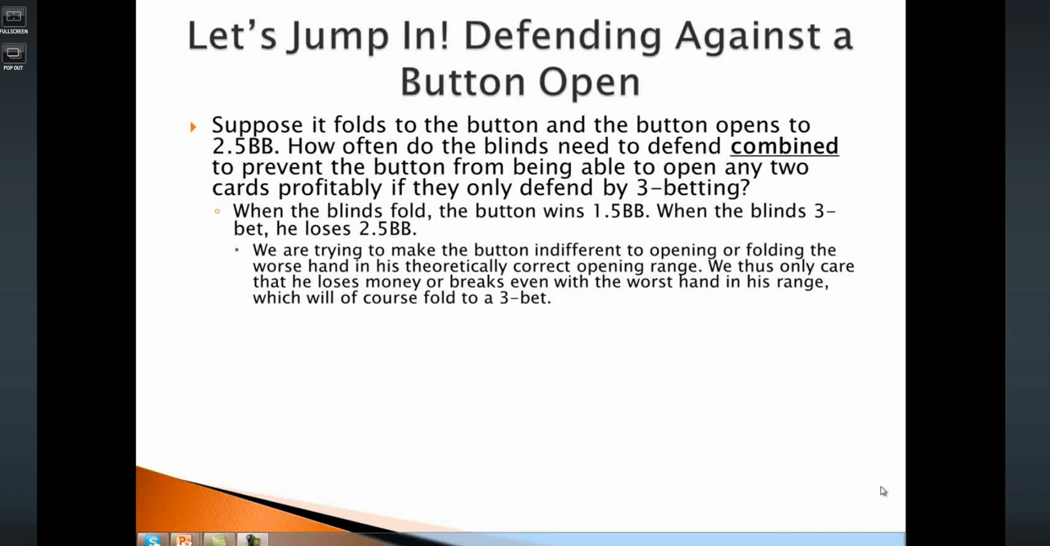So here, if he opens with his worst hand and he does get 3-bet, he's going to say to himself, well, that's unfortunate. I just got 3-bet when I opened the button, and I have the worst hand I can possibly have. So he's, of course, always going to fold because he's at the very bottom of his range. He has the weakest possible hand. So that's what we're focused on here. We're not making him indifferent with his entire range, only the worst hand in his range.